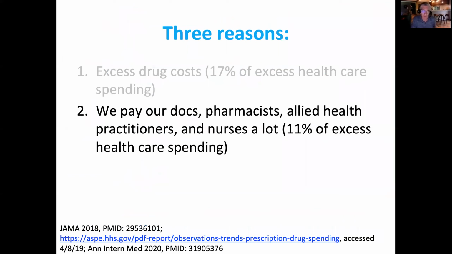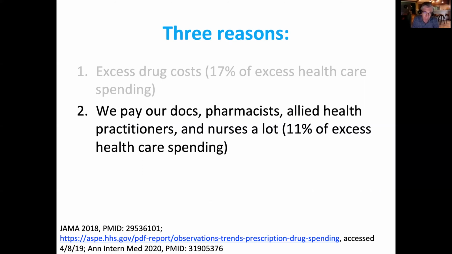So in addition to excess drug costs, the next big reason that American healthcare is expensive is that we simply pay our doctors, pharmacists, nurses, allied health people, whoever, a lot. We pay them a lot. They make much more money here than they do in any other developed country, and that includes me, which accounts for about 11% of that excess healthcare spending. So now, with excess drug costs plus the excess payment to doctors, nurses, et cetera, we've already accounted for about a third of our excess healthcare spending, right?